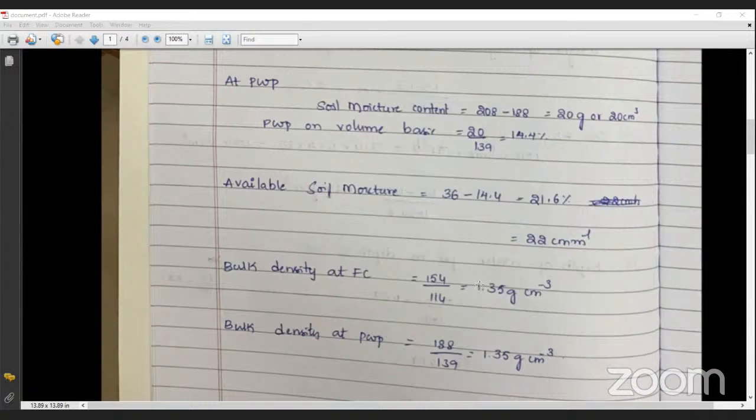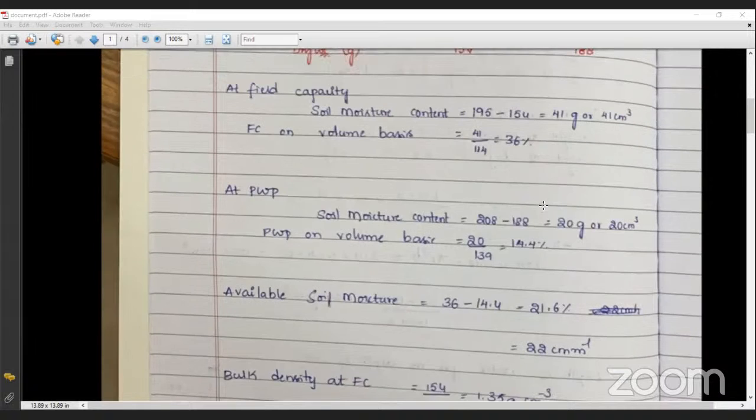Here the one most important point you need to understand is our calculation of available soil moisture. You need not concentrate on bulk density at field capacity and bulk density at permanent wilting point. You forget these things. You only concentrate on available soil moisture estimation when they have given field capacity moisture content and permanent wilting point percentage.